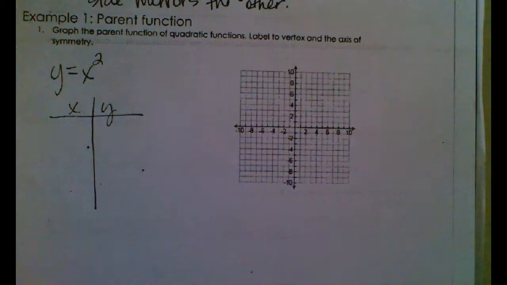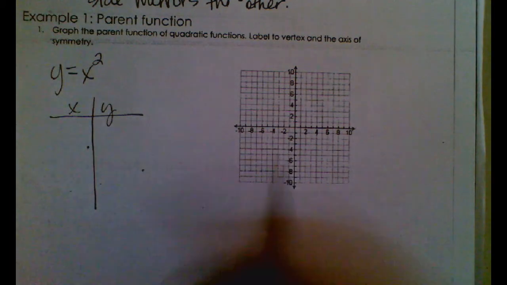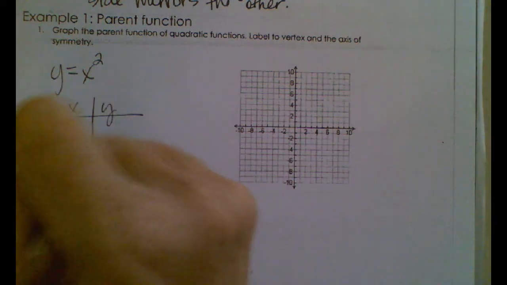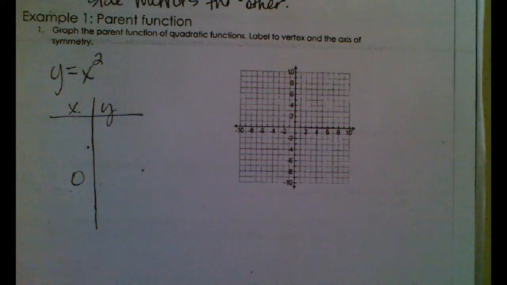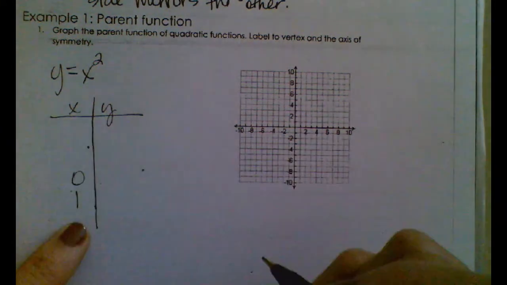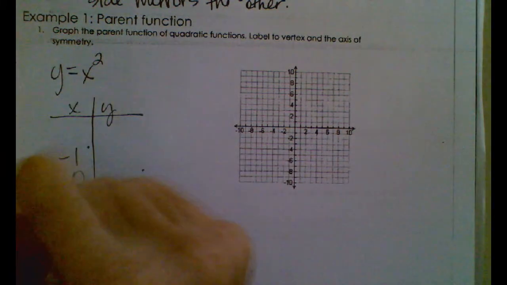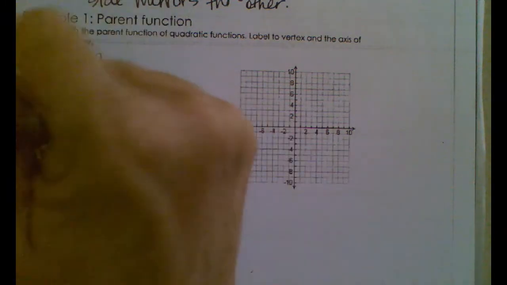I love 0. 0 makes calculations very easy. Now don't be confused, but I'm going to put it right in the middle, and you'll see why in a minute. Okay? And then I'm going to go one above and one below, and then 2 above and 2 below. So what's 1 above 0? What's 1 below 0? What's 2 above 0? What's 2 below 0? -2.